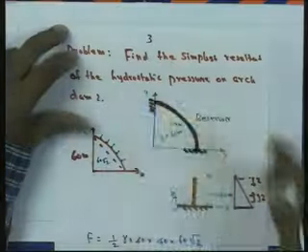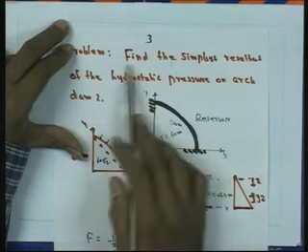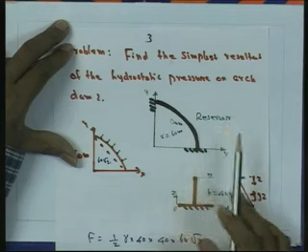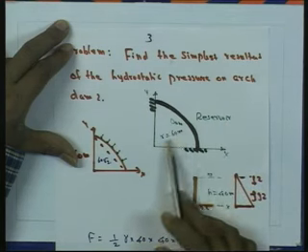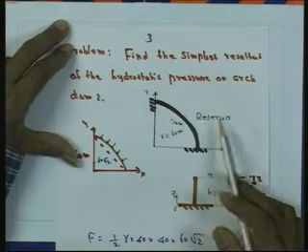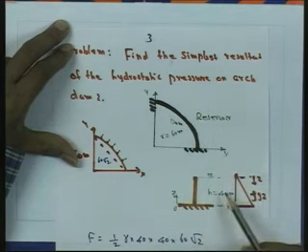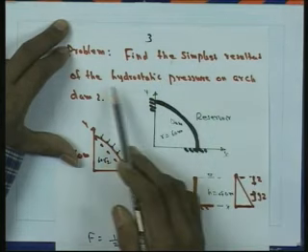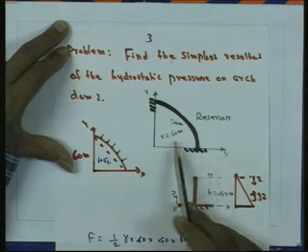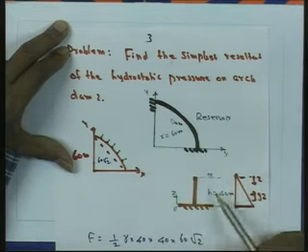Okay, the next problem which we will consider is an arch dam, and we want to determine the simplest resultant of the hydrostatic force. So, in this figure, there is an arch dam, and here there is a reservoir, and the radius of this arch dam is 60 meter, and the height of the water level is 40 meter. We want to find the simplest resultant of the hydrostatic pressure on the arch dam. So, here is the dam, here is the reservoir, and the depth of water is 40 meter.